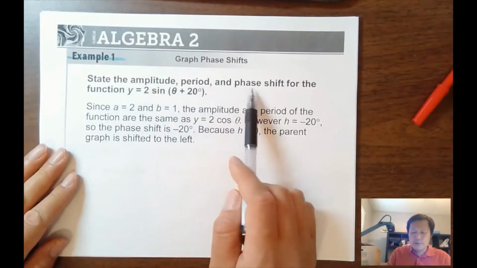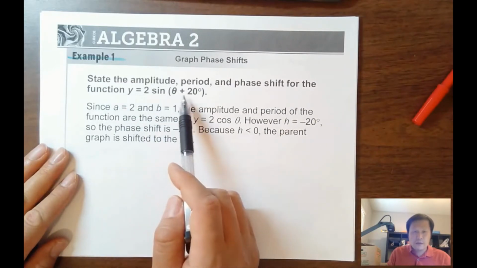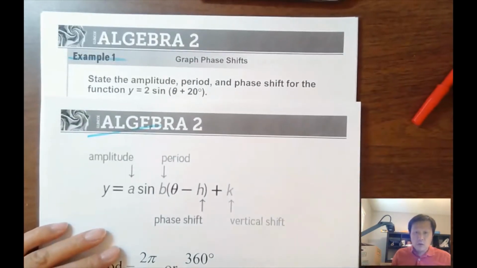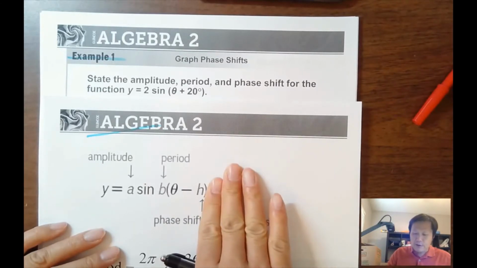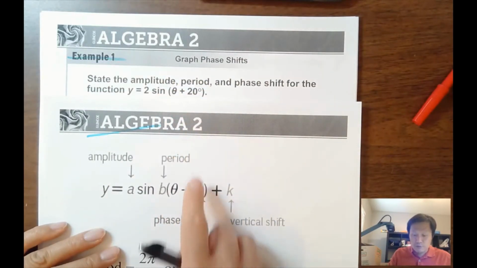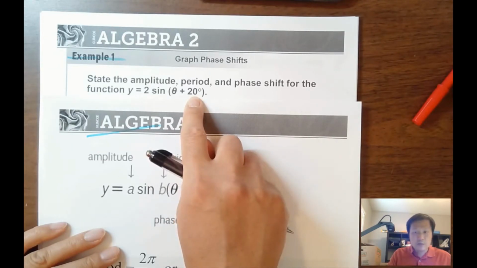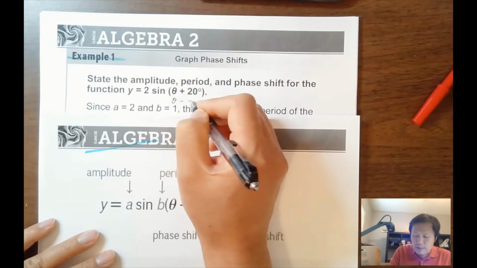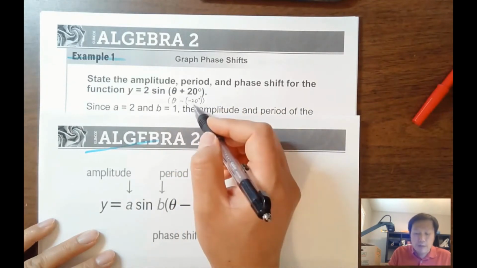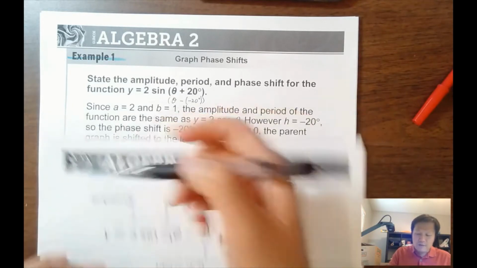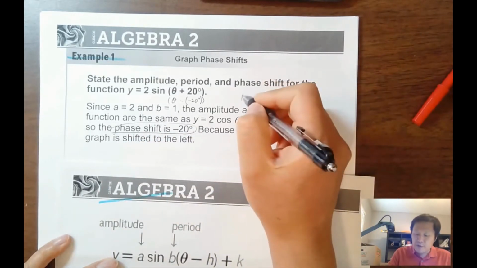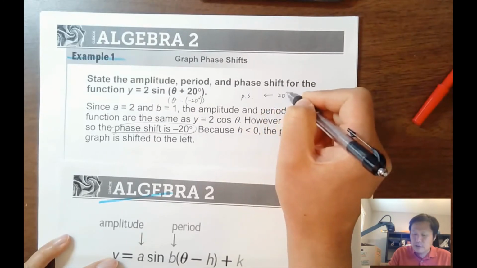State the amplitude, period, and phase shift for the function y = 2 sine(theta + 20 degrees). As you can see here, you don't have the plus k portion outside, meaning there's no vertical shift. Theta plus 20 degrees, do you see the parentheses there? So you can read the h value there. Be careful, h is not 20. You can look at that as theta minus minus 20 degrees, so the h value here is minus 20 degrees, meaning phase shift left by 20 degrees. Usually we say phase shift left by 20 degrees. That's how I would answer.